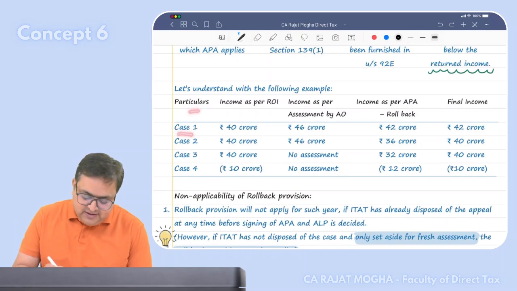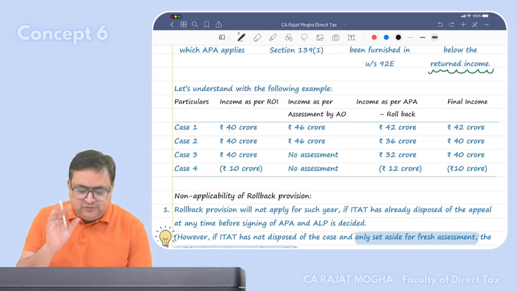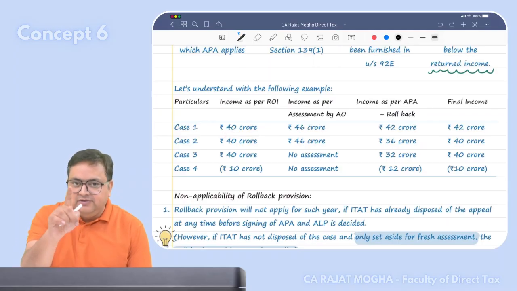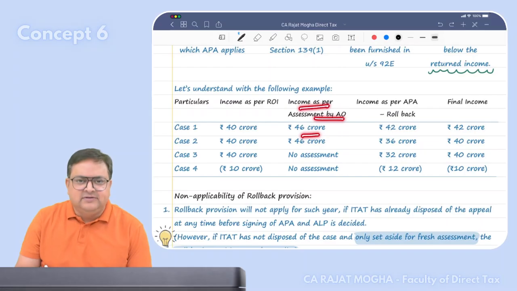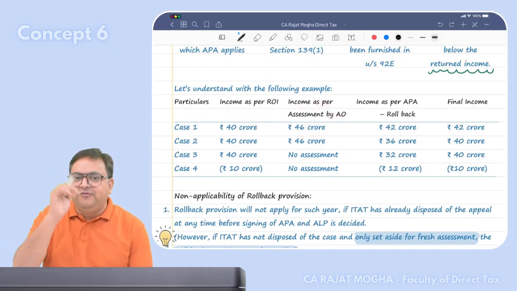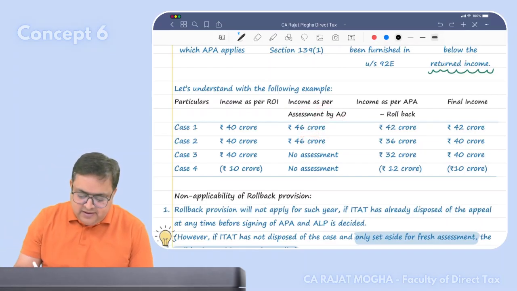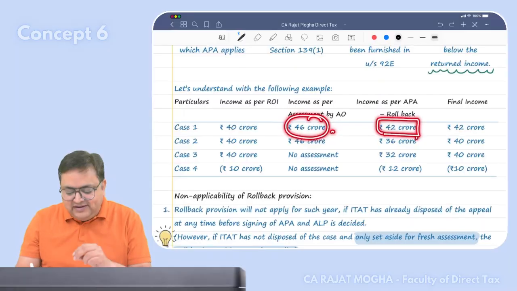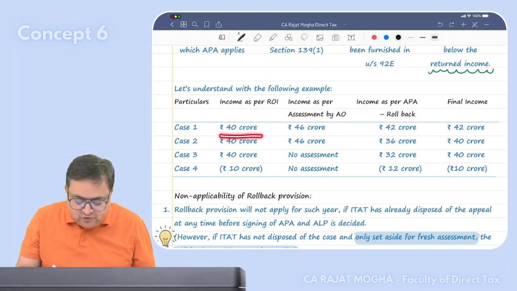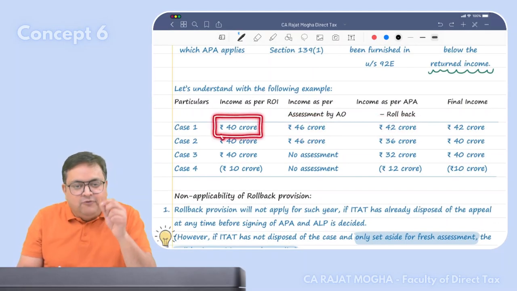Okay, let's understand with the following example. Particular case one, let's say income as per ROI is 40 crore, right? As per ROI, your income was 40 crore. This is what the assessee was saying. Income as per assessing officer is 46 crore. The assessing officer has determined the income as 46 crore, right? As per rollback, it is 42 crores. Sir, it is less than the assessing officer. It's okay. But it cannot go below 40.